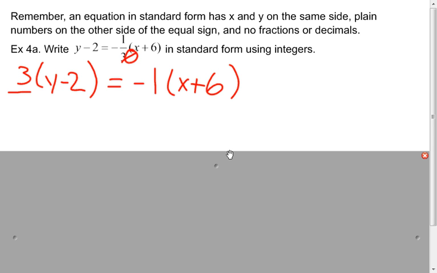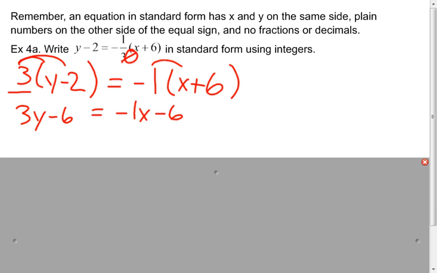Now, my next step after I cleared the fraction is I'm going to distribute on both sides. So I get 3y minus 6. On the other side, negative 1 times x is negative 1x. Negative 1 times 6 is negative 6.